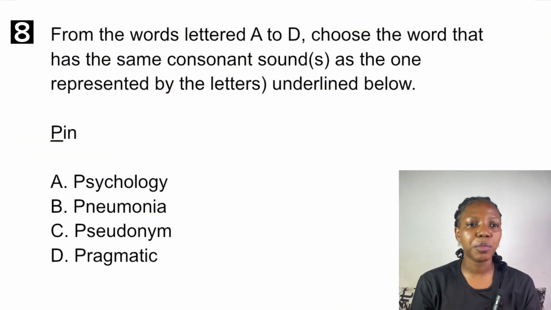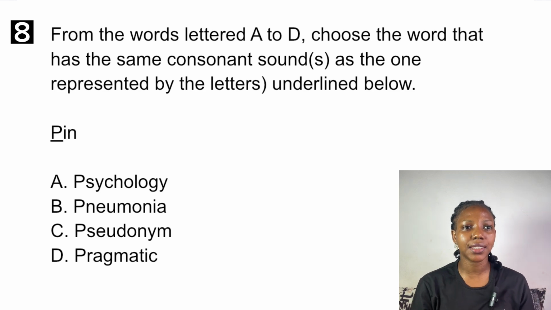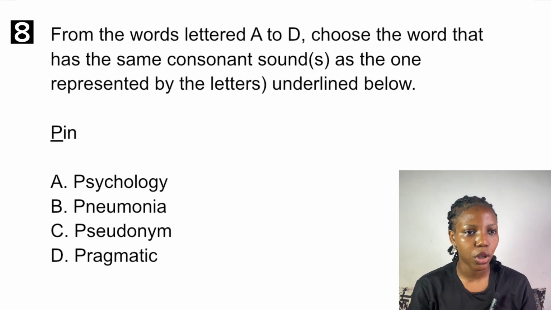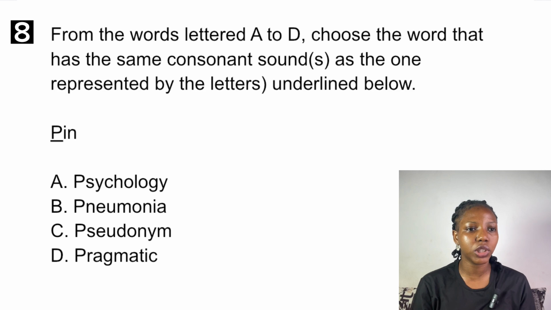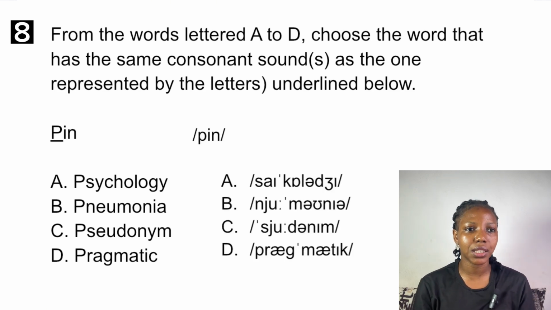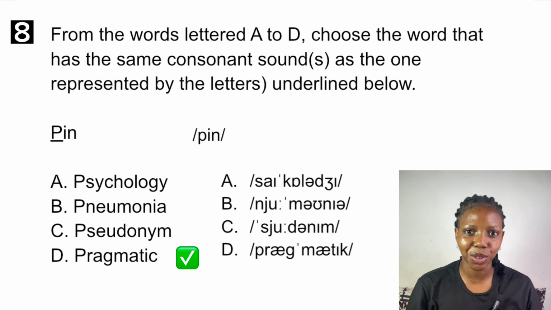Question 8. From the words letter A to D, choose the word that has the same consonant sound as the one represented by the letter underlined below. So the word is pin and letter P is underlined, right? So option A, we have psychology. Option B, we have pneumonia. Option C, we have pseudonym. Option D, we have pragmatic. Now, you can see that option D is the answer to this question because the letter P in pragmatic is articulated or pronounced as P. Also the same in the word pin. Okay, so option D is the final answer to this question.